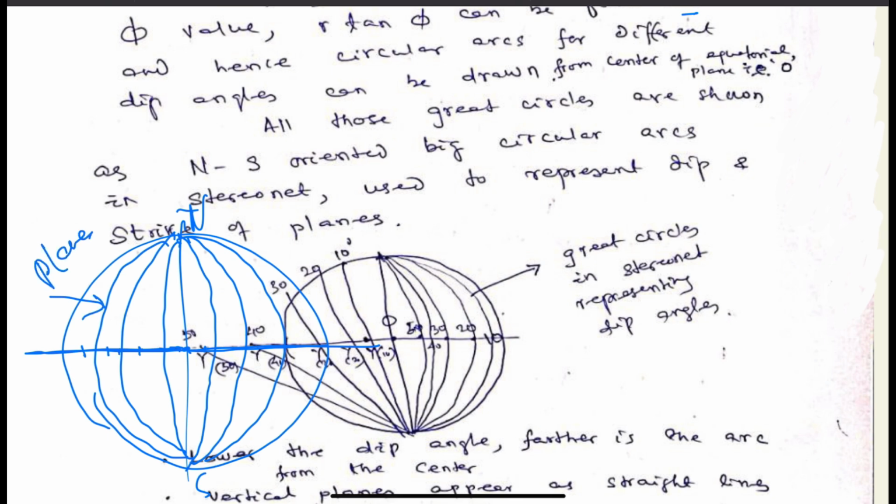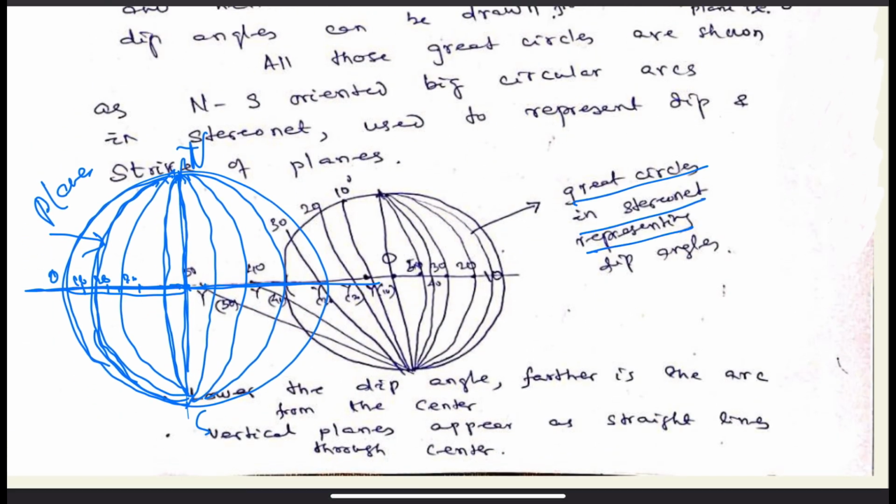And this amount is the maximum dip, because each line is representative of a particular dip, and the further this circle is from the center, the lower is the dip angle, and dip is 0 at the periphery. So dip is 90 degrees at the center. So these circular arcs start from 0, 10, 20, 30 like this, and finally the straight line is the 90 degree dip.